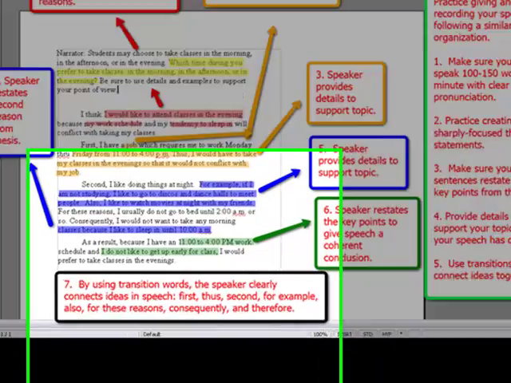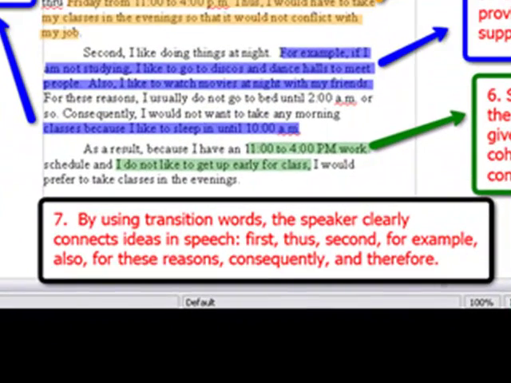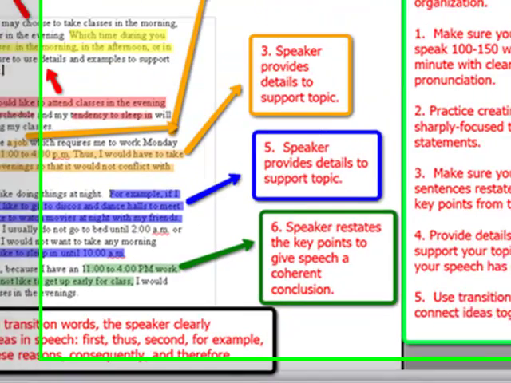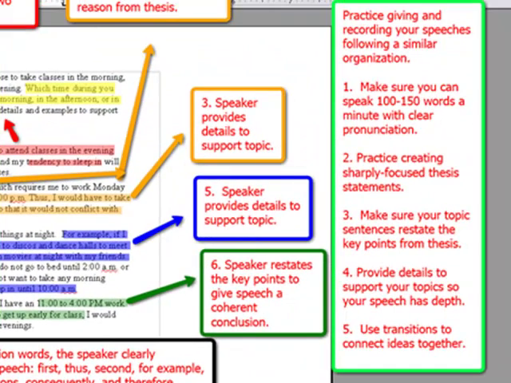Also, by using transition words, the speaker clearly connects the ideas in the speech. For example, you notice words like first, thus, second, for example, also, for these reasons, consequently, and therefore, as ways of connecting all these ideas together. Now, practice giving and recording speeches following a similar organization.